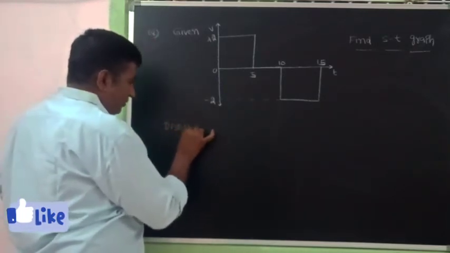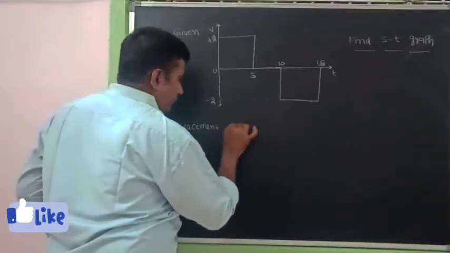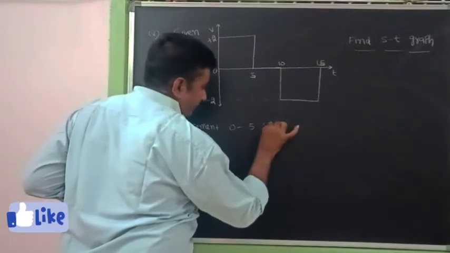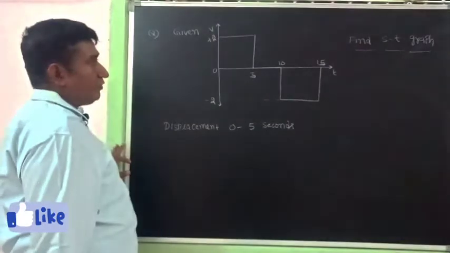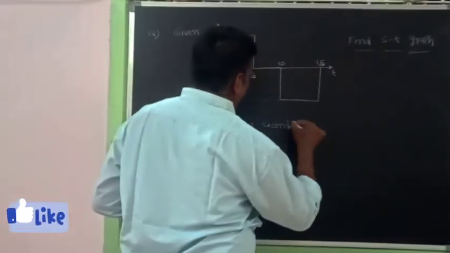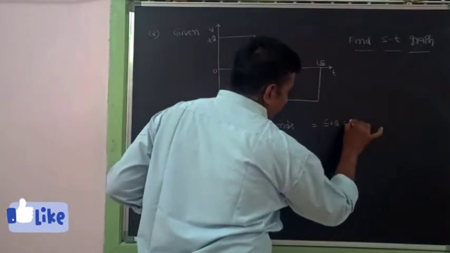So displacement, that's 0 to 5 seconds. What is the displacement from 0 to 5 seconds? I can take it as length into breadth, 5 into 2, which is nothing but 10 meters.